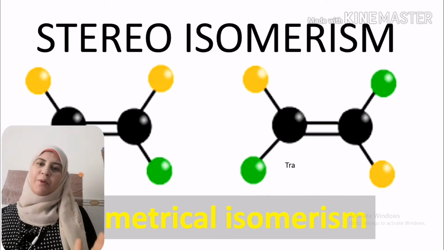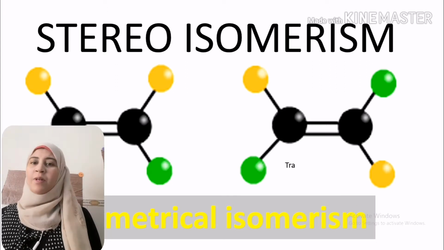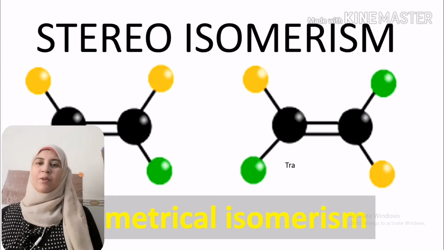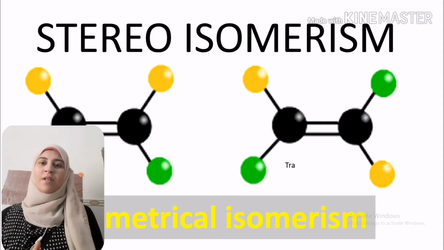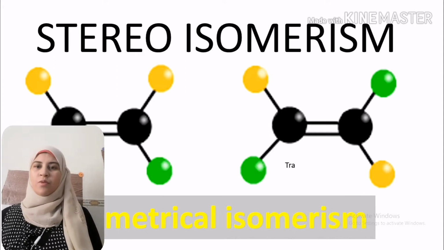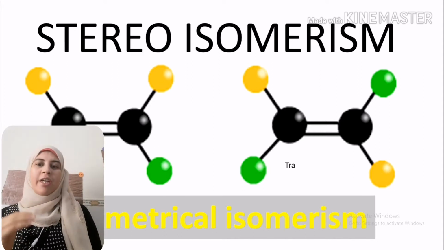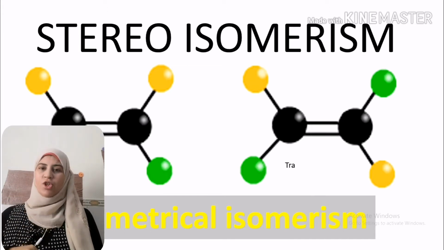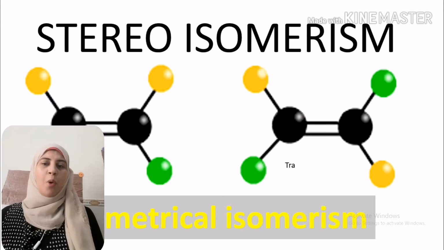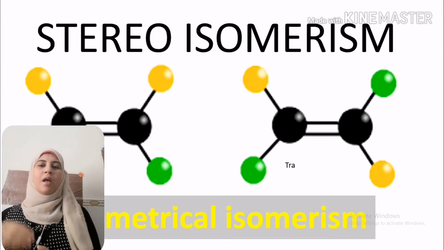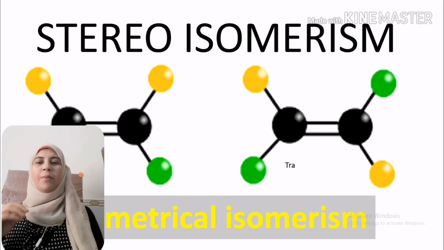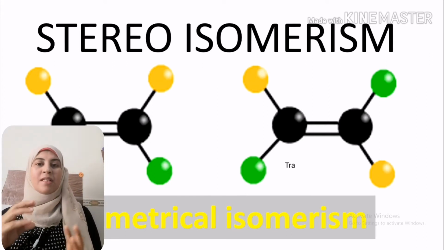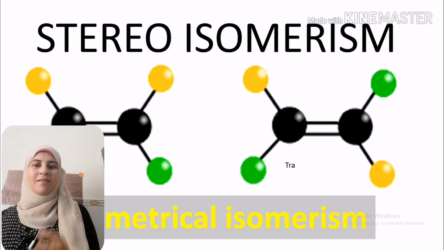Today inshallah we will complete stereo-isomerism, the first type of stereo-isomerism, geometrical isomerism. If you want any information about structural isomerism, including chain isomerism, positional isomerism, and functional isomerism, you will find its complete information in the video of structural isomerism. Let's start with the first type of geometrical isomerism, cis and trans isomerism.